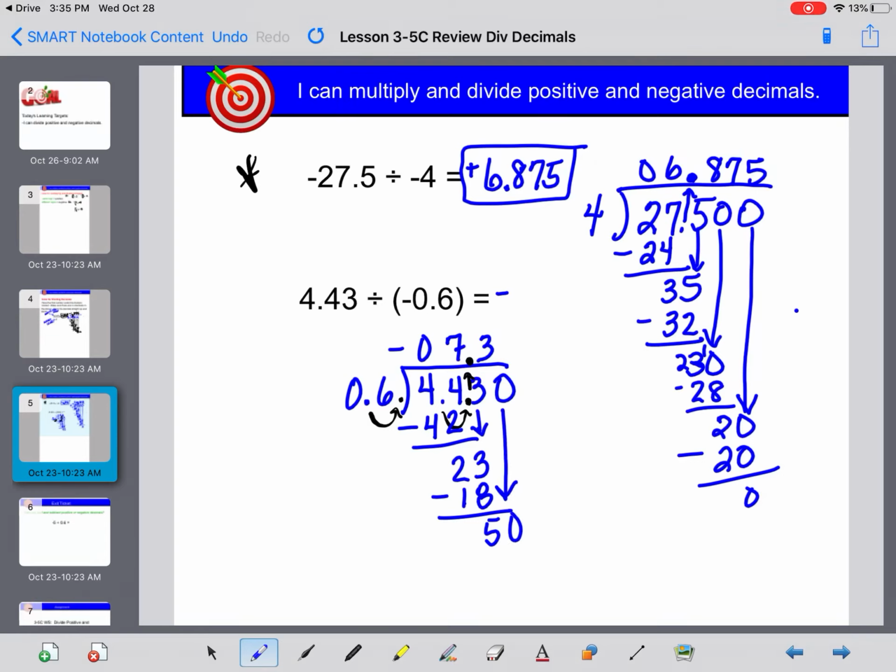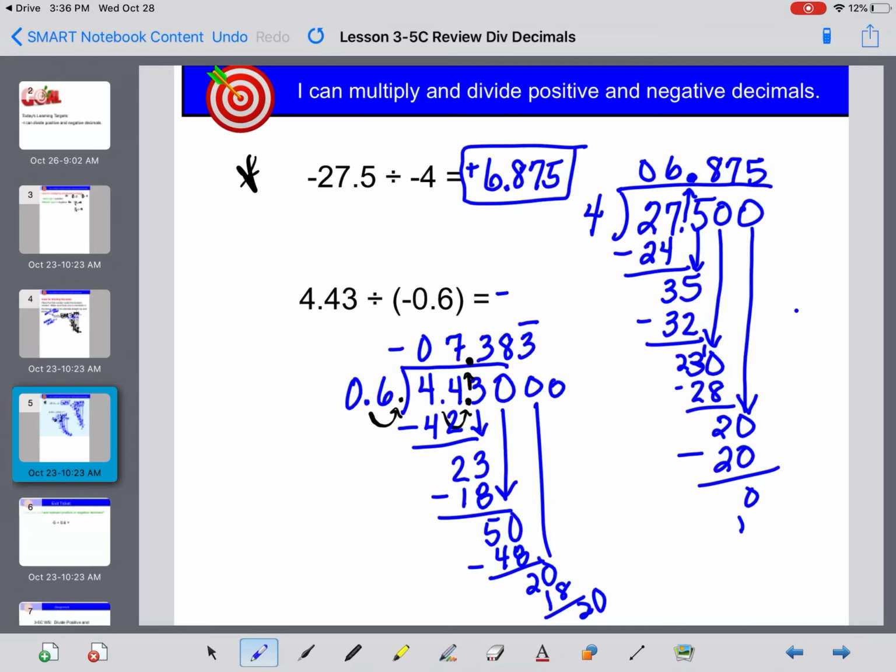Now I need to add a 0 because it didn't come out to be 0 yet. 6 goes into 50 8 times. 8 times 6 is 48. Subtract, I get 2. Add another 0. 6 goes into 20 3 times. It's 18. I get 2. And eventually we see that I got to put another 0 down. And now I've got a repeating pattern, don't I?